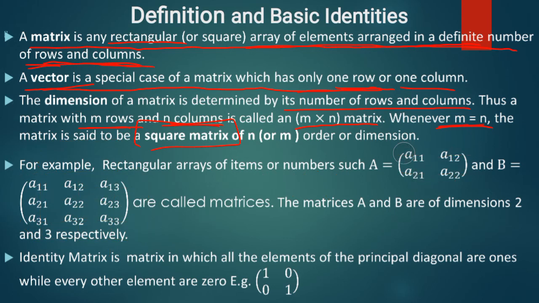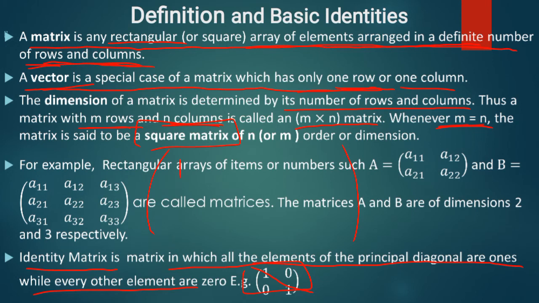With these definitions in place, the next definition you need to know is what we call the identity matrix. An identity matrix is a matrix in which all the elements on the principal diagonal are 1s, while every other element is 0. A good example is this 2 by 2 matrix. You can see that the diagonal entries are 1 and 1, while the others are 0. For a 3 by 3, you have something like this.